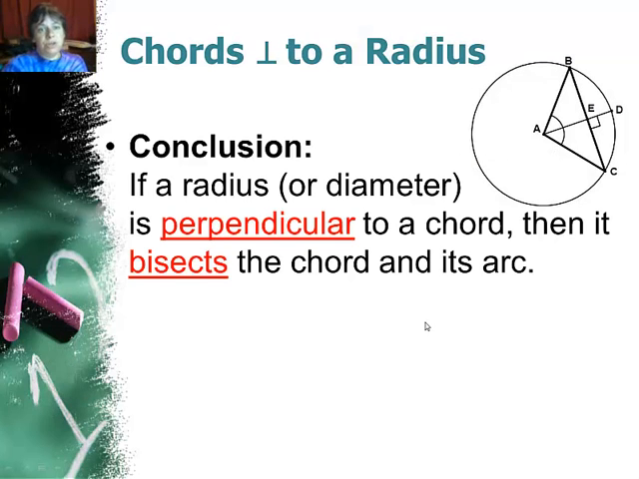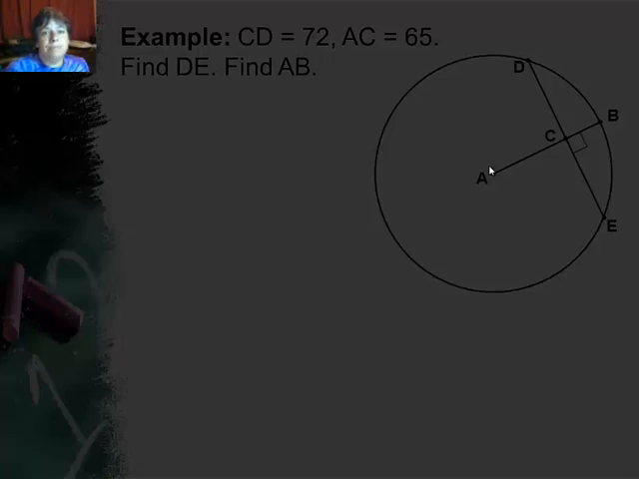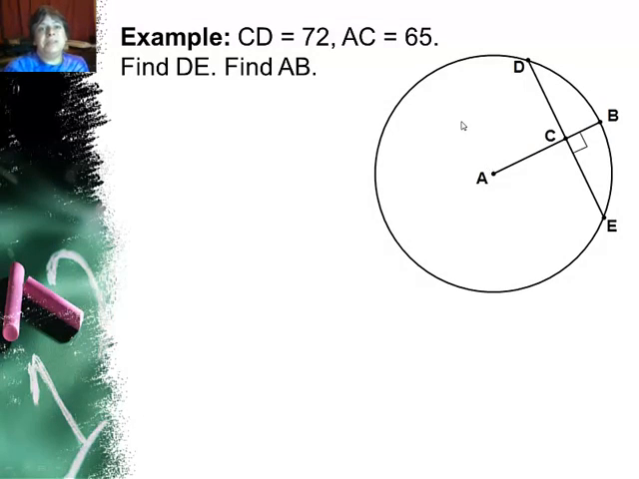So the conclusion is, if a radius or diameter is perpendicular to a chord, then it bisects the chord and its arc. So BC is bisected and arc BC is bisected. Also, because the chord and the radius create a right triangle, you probably will end up using the Pythagorean theorem to find the missing values. So let's take a look at this example.